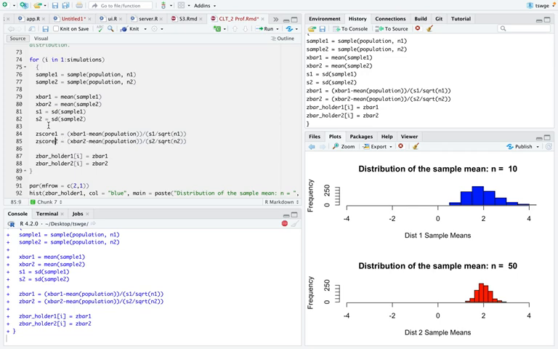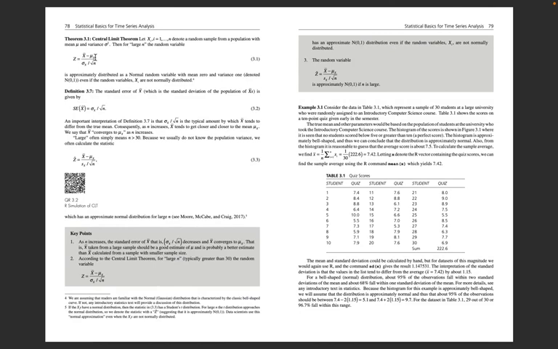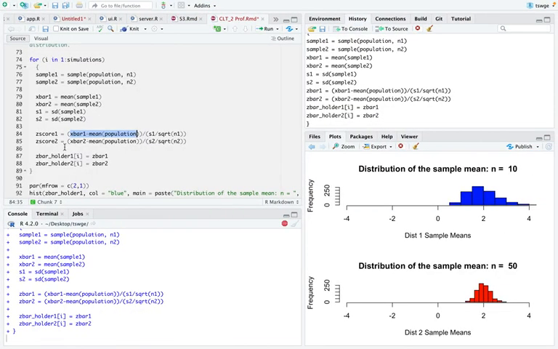So z-score 1, z-score 2 is equal to the sample mean, x bar, minus the mean of the population, divided by S1 divided by the square root of 10. That's the standard error, and that is x bar minus the mean of the population. That's exactly what this is. Right? x bar minus mu divided by s divided by the square root of n. Okay, great, but what am I going to do with that?